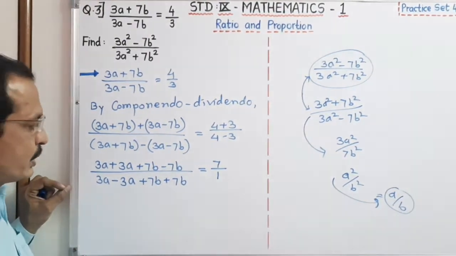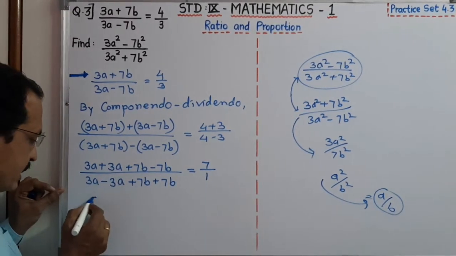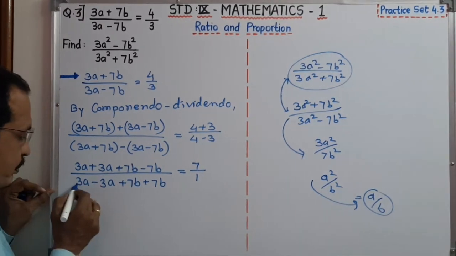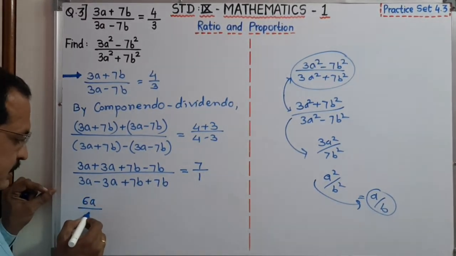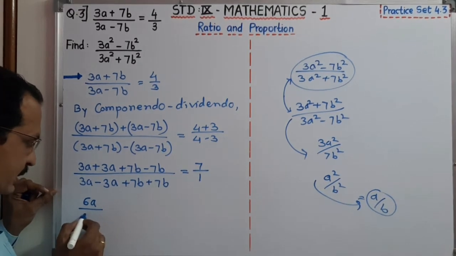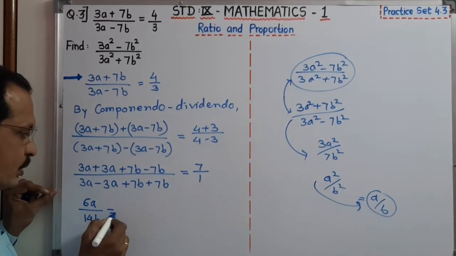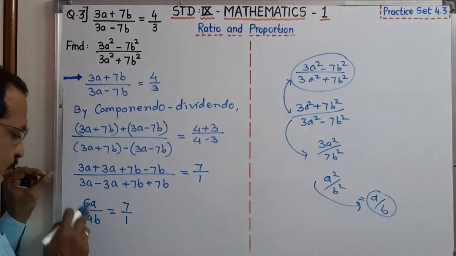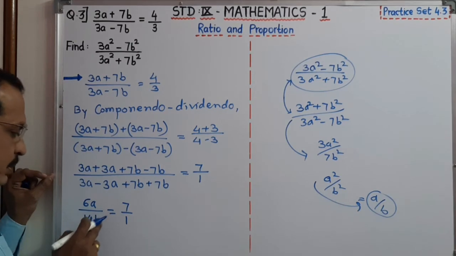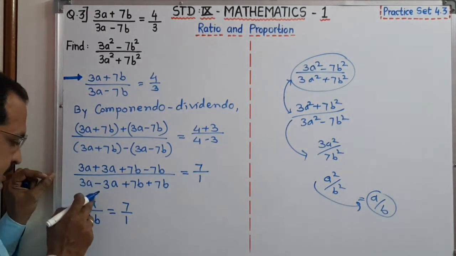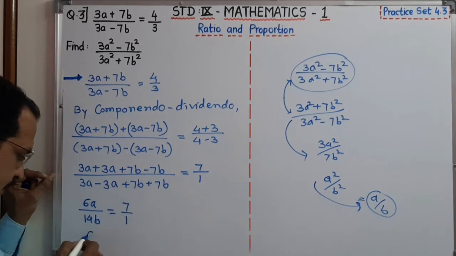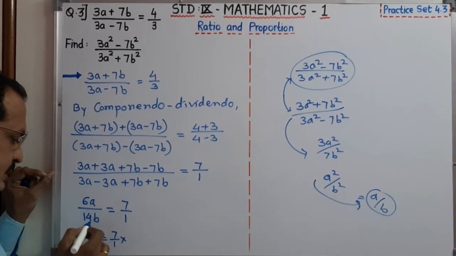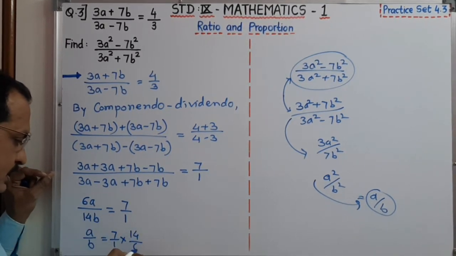Isn't it? Very simple. Now dear student, 3a plus 3a is 6a, 7b minus 7b is 0, 3a minus 3a is 0, and 7b plus 7b is 14b, is equal to 7 upon 1. Dear student, here 6a upon 14b is equal to 7 upon 1. This 6 upon 14 we have to take on that side. Therefore a upon b is equal to 7 upon 1 into 14 upon 6.